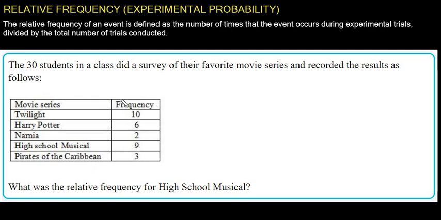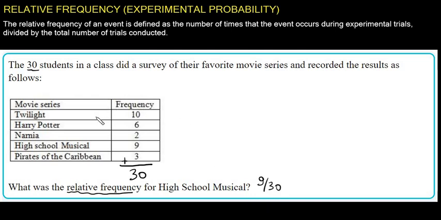So when you add these frequencies, you should get this 30. So 10 plus 6, 16, plus 2, 18, plus 9, 27, plus 3 is 30, as you see. So what is the relative frequency? For example, for this question, take High School Musical. What is the frequency for High School Musical? It is 9. We divide that by the total number of students, or total number of frequencies. So that's going to be 9 over 30.